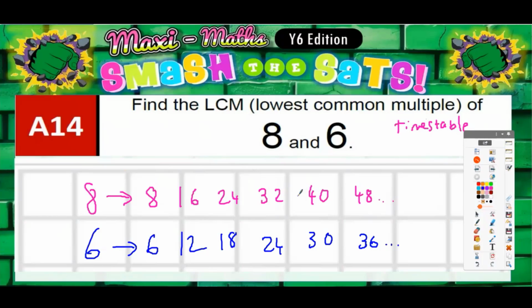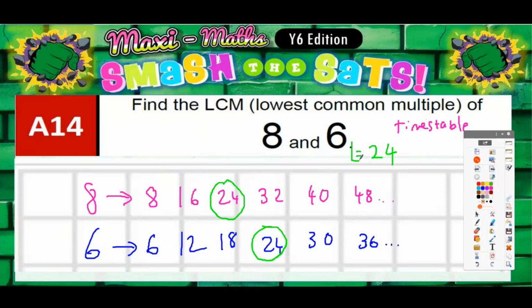So we're basically looking for the lowest number that appears in both lists. So can I see any numbers that appear in both lists? 8's not in both lists, 16's not in both lists, but wait there, 24 is in both lists. And that's the lowest one because it's the first one I've come to. So if it's the first one I've come to, it must be the lowest one. So the lowest common multiple of 8 and 6 is actually 24.